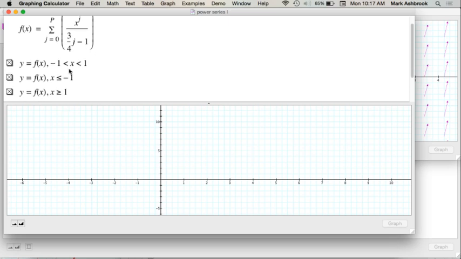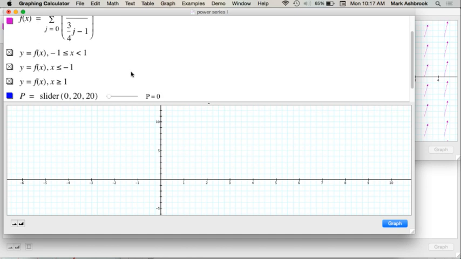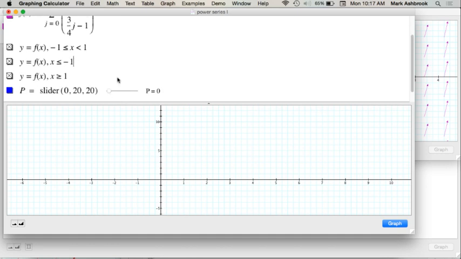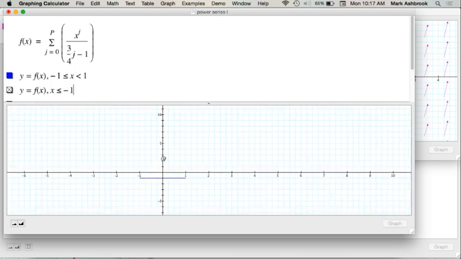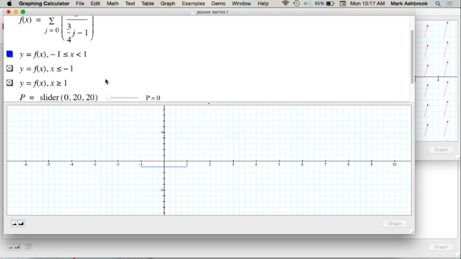So I want to graph it for, what did we say? This should be less than or equal to, right? Was that the interval that we found that converged? All right, and I'm going to start at p equals 0. So p equals 0 is the first partial sum because it's going to be for j equals 0. So let's graph that. And actually, I'm going to graph the whole thing.